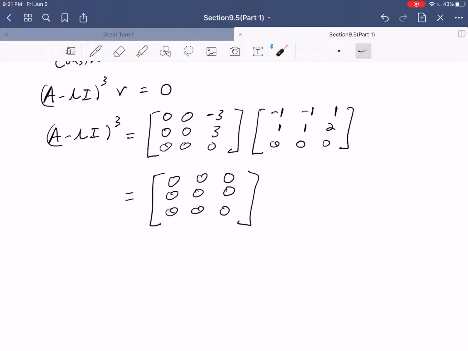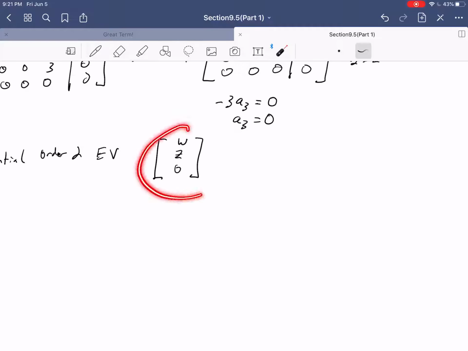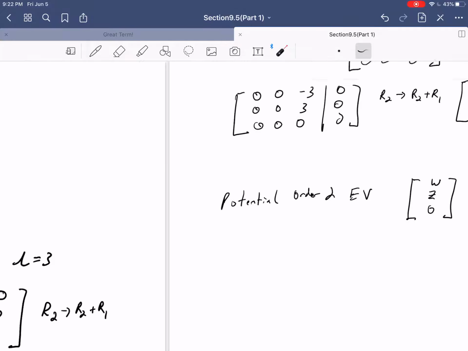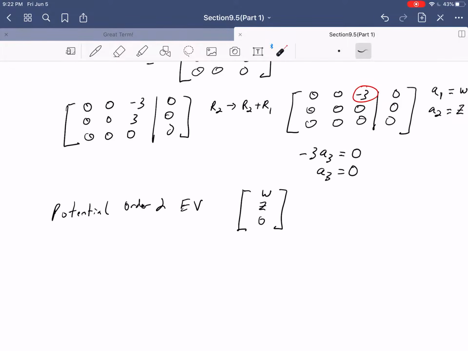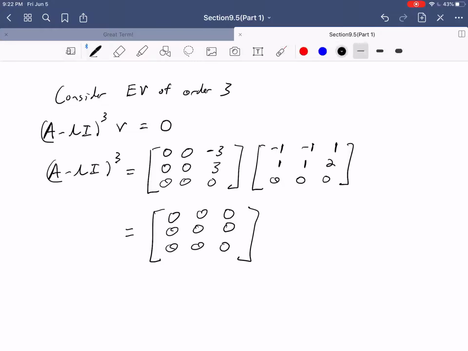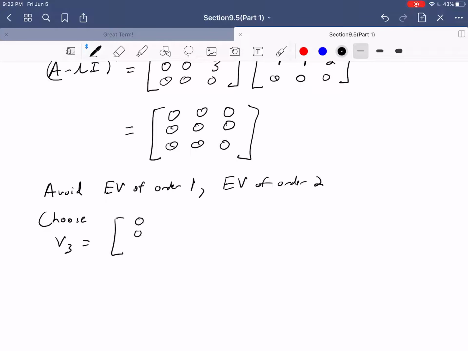Sort of. It means anything could be potentially an eigenvector of order 3. But remember, we want to avoid things that are eigenvectors of lower order, because if you're an eigenvector of lower order, you can't also be an eigenvector of higher order. So how do we find our eigenvector of order 3? Well, we just choose anything that avoids this form, so anything that's (W, Z, 0), and anything that avoids this form, (negative W, W, 0). Well, notice that both this guy has that 0 there, and this guy has the 0 there, so let's just be really safe. Let's choose (0, 0, 1). That certainly isn't of the form. So we want to avoid EV of order 1, EV of order 2. So let's choose V3, our generalized eigenvector of order 3, to be (0, 0, 1).